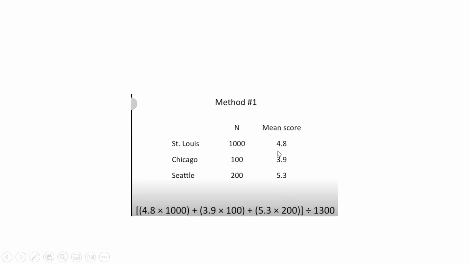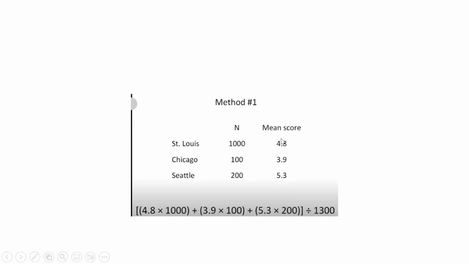For fixed effects, can you see that these studies are almost similar? So instead of doing a simple average, remember this is the mean score for this study done in St. Louis. This one is the mean score for the one done in Chicago. This one is the mean score for the one done in Seattle. Now, the sample size for this one was 1,000, the sample size for this one was 100, and the sample size for this one was 200.